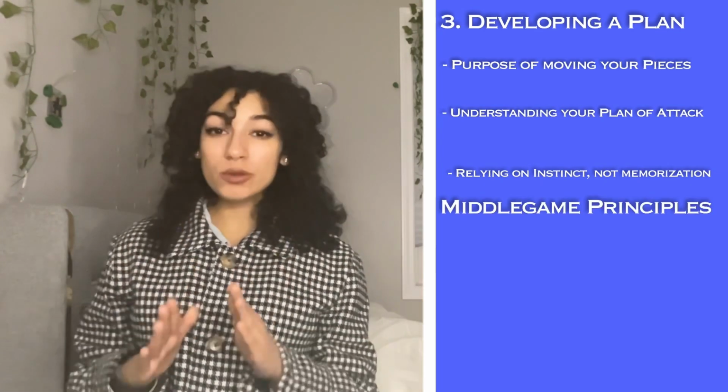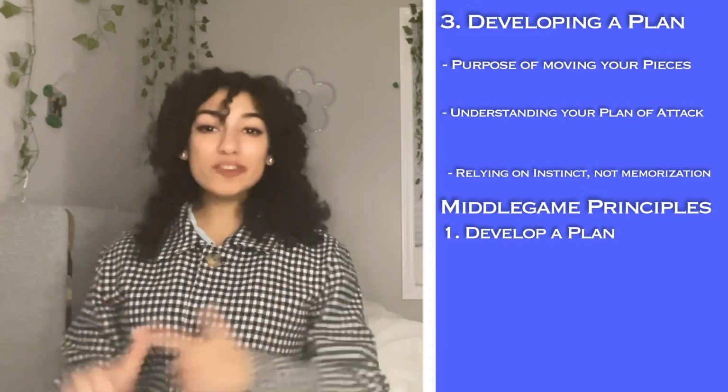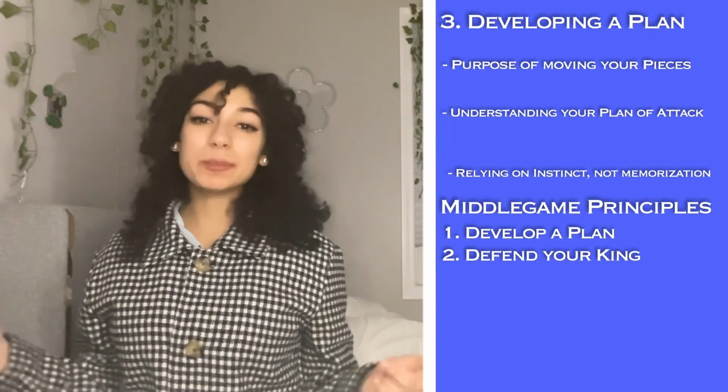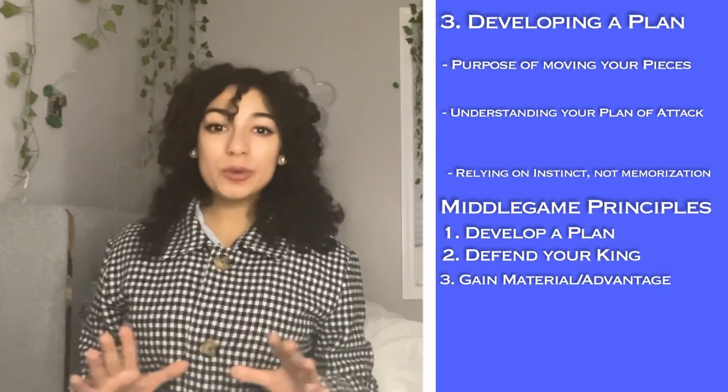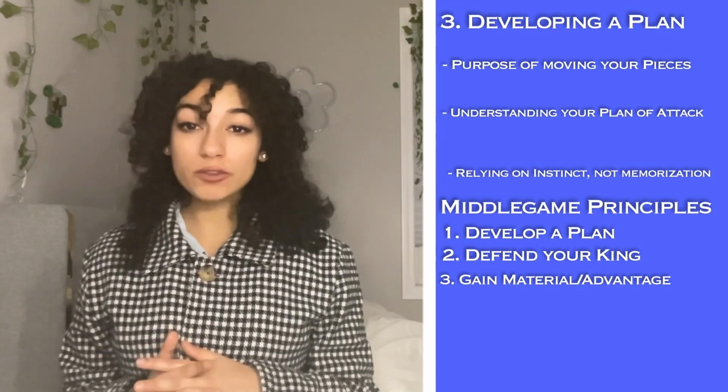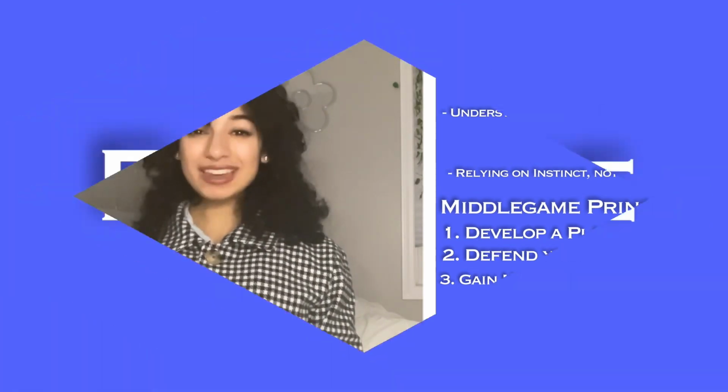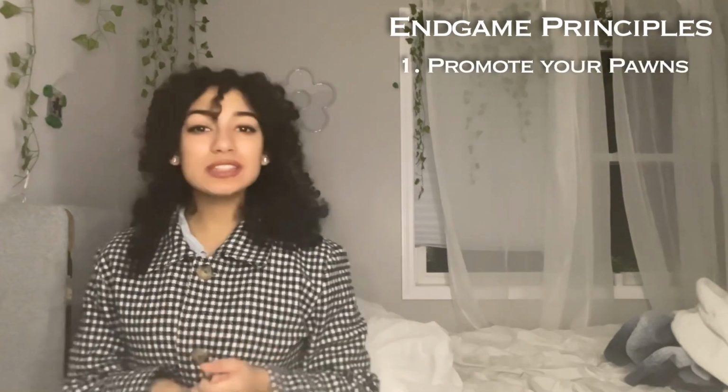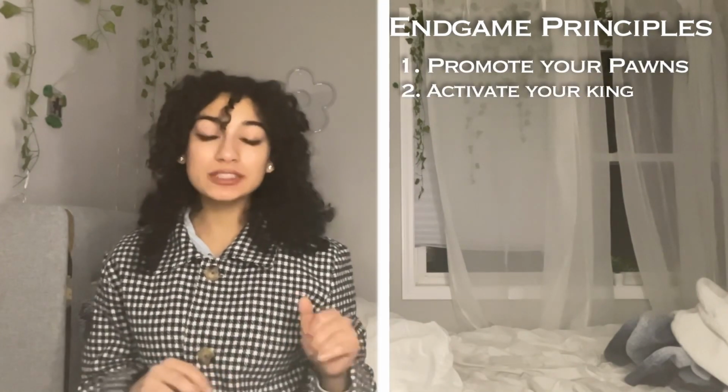That is the middle game. Those are the main principles. Think of a plan, defend your king, and get some material gain. Now it's time for the last stage of our game of chess, the end game. The end game is when most of the pieces are off the board. The plan of attack is to promote your own pawns while simultaneously removing your opponent's pawns, then finally getting checkmate.